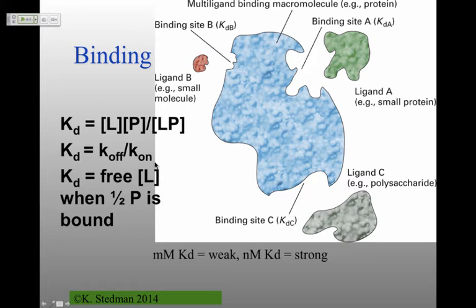It's the amount of free ligand that you have when half of your ligand is in its complex. So it gives you an idea. Millimolar KDs are weak interactions. Nanomolar KDs are really strong interactions. That's because nanomolar KD means you've got very little free ligand around, and millimolar KD means you've got quite a lot of that free ligand around. So it's not binding very tightly.